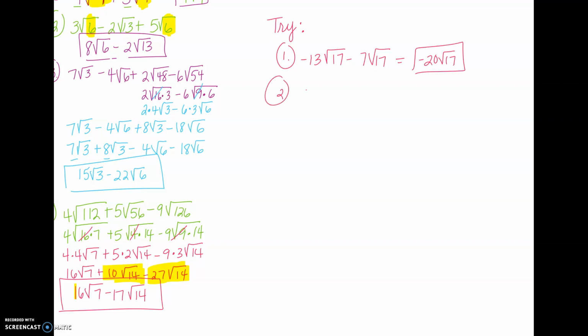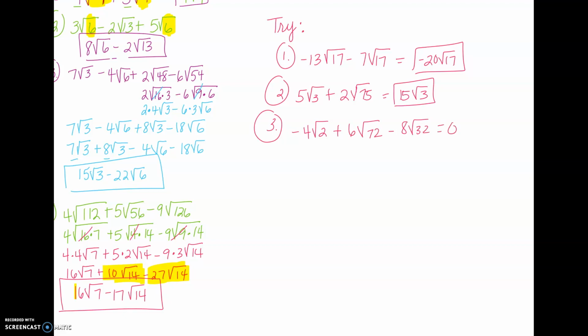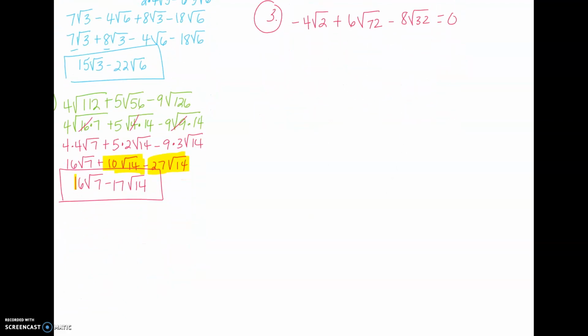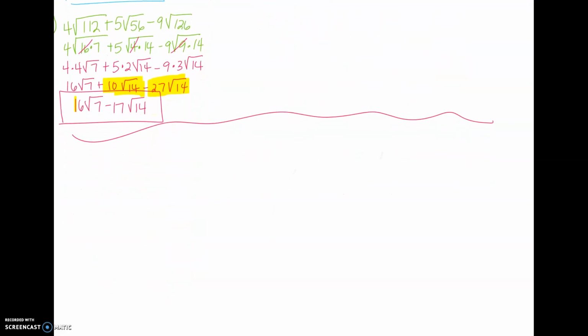The second one, 5 square root of 3 plus 2 square root of 75. You should get, ooh, that's terrible. 15 times the square root of 3. And the third one, negative 4 square root of 2 plus 6 square root of 72 minus 8 times the square root of 32. You should get 0. Okay, so try those.